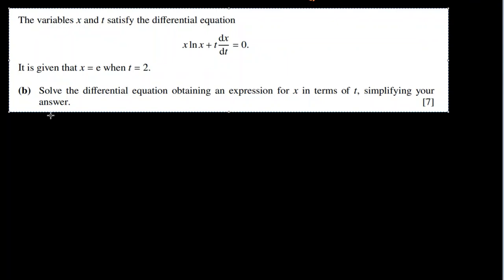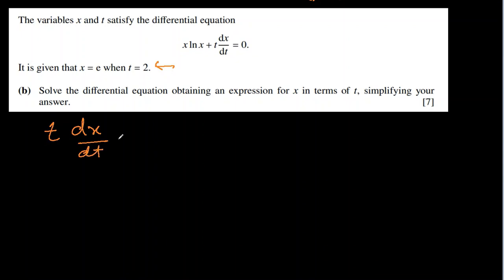X is equal to e when t is 2. So obviously this will be to find c in case we reach that stage. The first thing we should do in a differential equation is to isolate x and dx together and t and dt together. I can see x ln x here, so let me bring it to the other side so that I can do cross multiplication.